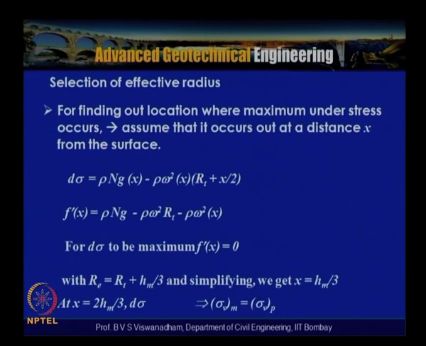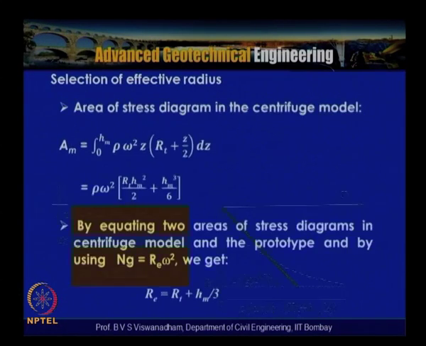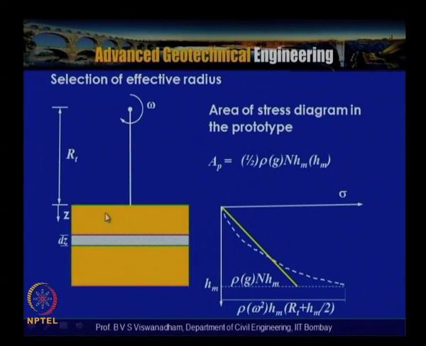Then for finding out the location where the maximum under stress occurs, now assume that it occurs at a distance x from the surface. So that means we are now assuming a distance x below the surface. The notation is different here, it is just to express in terms of function x, written in terms of the vertical distance x here.